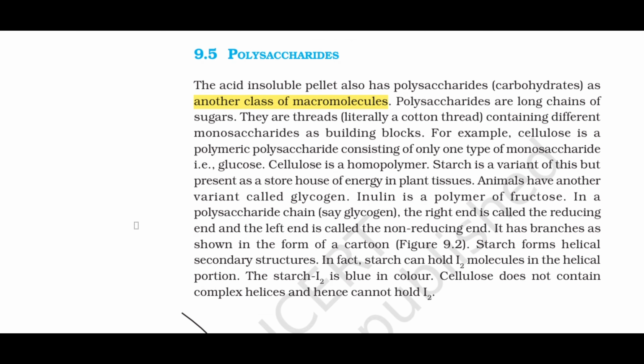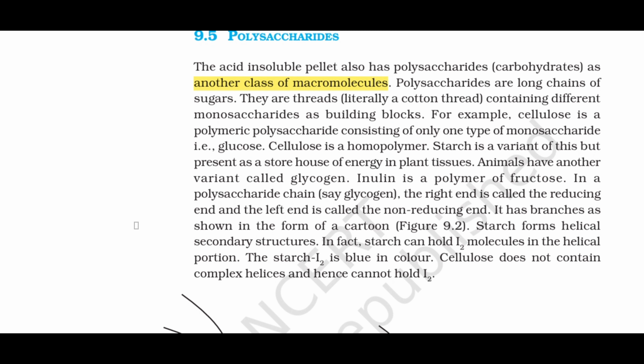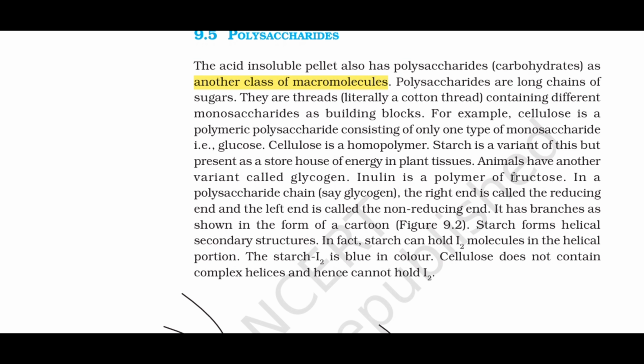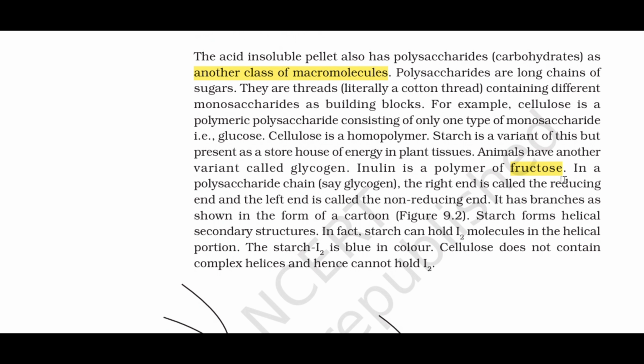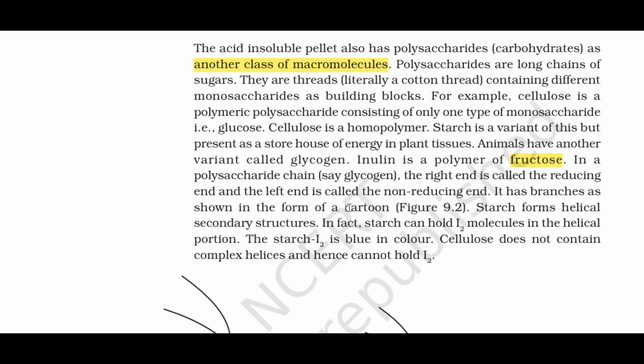Cellulose is a homopolymer. Starch is a variant of this but present as a storehouse of energy in plant tissues. Animals have another variant called glycogen. Inulin is a polymer of fructose. In a polysaccharide chain, say glycogen, the right end is called the reducing end and the left end is called the non-reducing end. It has branches, as shown in the form of a cartoon, Figure 9.2.